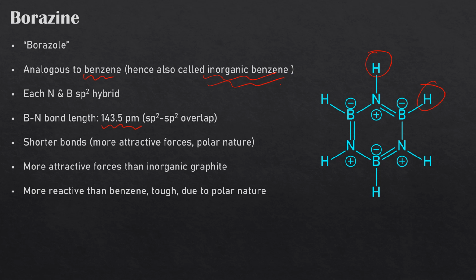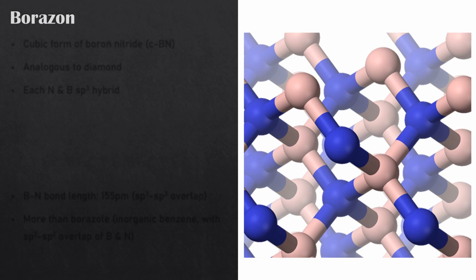This compound is supposed to be relatively more reactive than benzene because it is relatively polar. So any nucleophile or electrophile can find it easier to attack this in comparison to benzene, where there are no polar bonds. Although there are electron-rich regions present in benzene, this is relatively much electron-richer. So here, attack of electrophiles or nucleophiles is relatively more easily possible. That was Borazine. Going to Borazone.